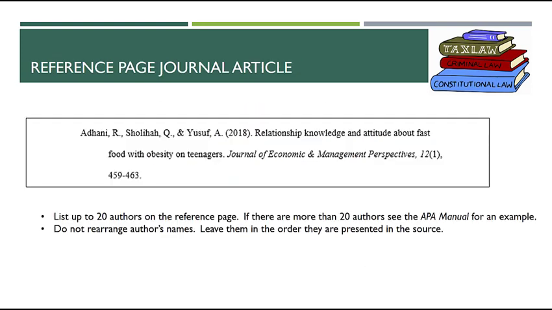This is an example of a citation that would be on the reference page. As you can see, the author's names are last name, comma, first initial. You put an ampersand between the last name and the other names. Up to 20 authors are listed on the reference page.